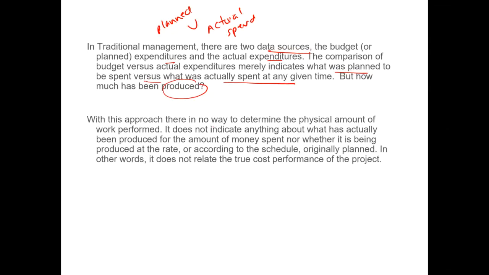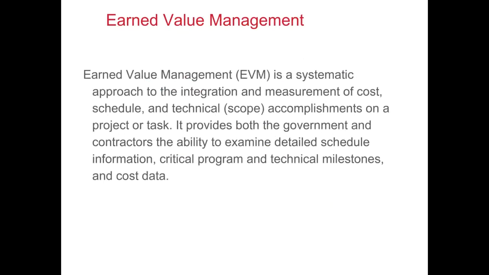Now, with this approach, there is no way to determine the physical amount of work performed. It does not indicate anything about what has actually been produced for the amount spent, nor whether it is being produced at the rate or according to the schedule originally planned. In other words, it does not relate the true cost performance of the project. And this is the reason why we have seen use of the earned value technique, which is now widely used.